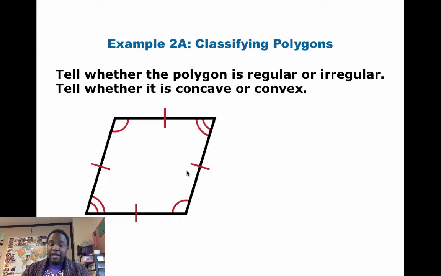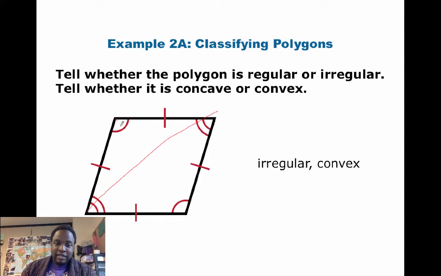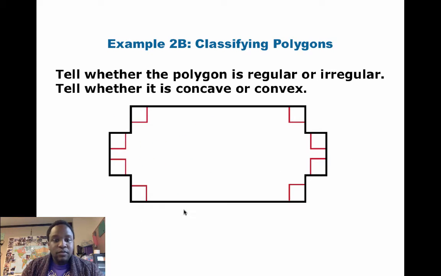So while the shape is equilateral, it is not equiangular. So this is an irregular polygon, and it is convex because all of the diagonals, which are 2 of them, are within the shape. Try my best. Woo! That was kind of bad. Well, there we go. All right, how about this one?